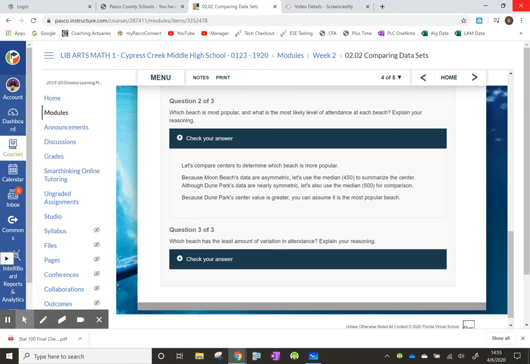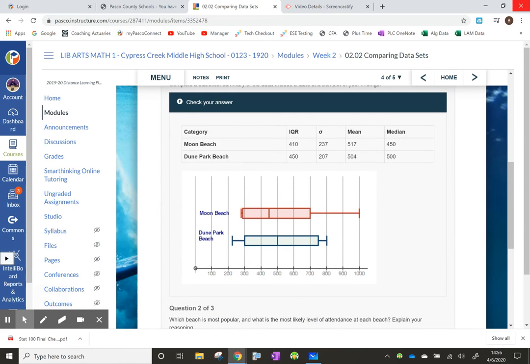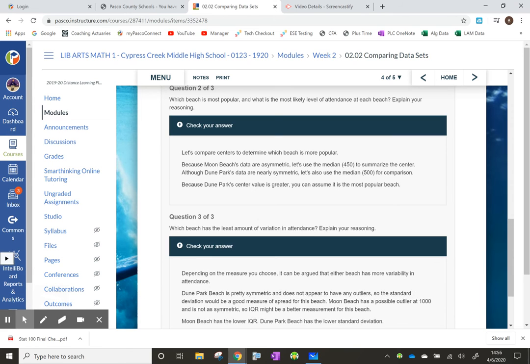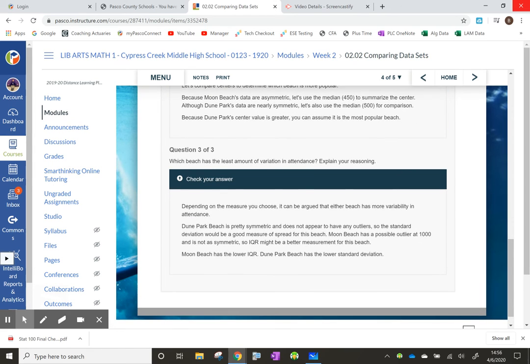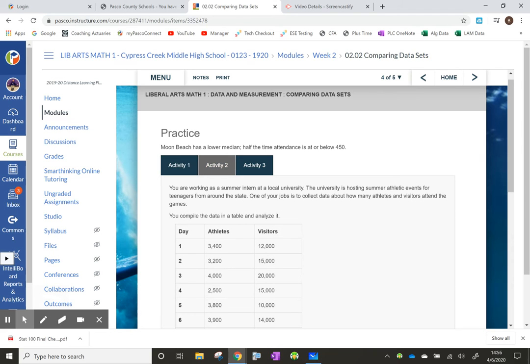Which beach has the least amount of variation in attendance? Again, the least variation is a smaller standard deviation. The smaller standard deviation is Dune Park Beach, since its standard deviation is only 207, and Dune Park Beach is more symmetrical. Whereas Moon Beach's standard deviation is higher, 237, and you can tell its graph is very asymmetrical. So I would say Dune Park Beach is more consistent, has less variation. And there you go, the exact same thing that I just said, which is nice. That was just the first example. Of course, there is activity 2, which does the same thing.